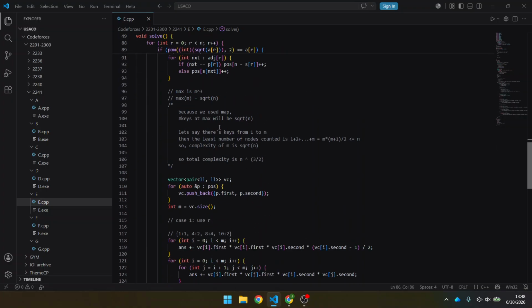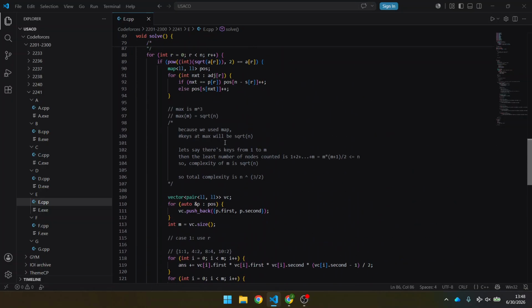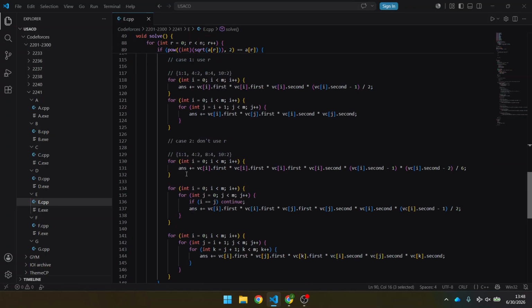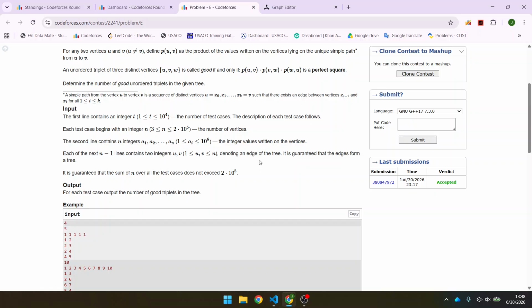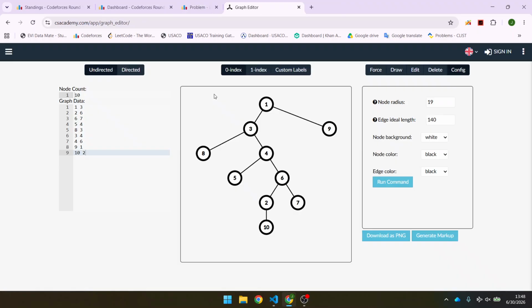Yeah, so we used a simplification over here using map. It speeds up everything from n cubed all the way to n to the 3 over 2. So we added a square root to it. Yeah, so this is E.